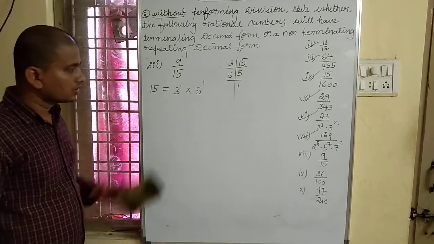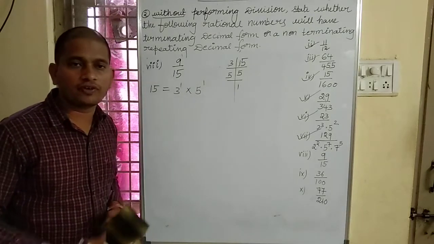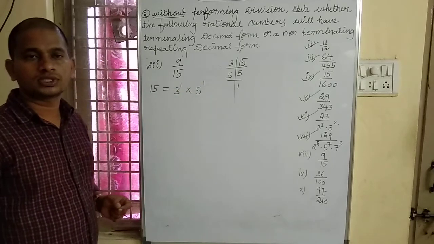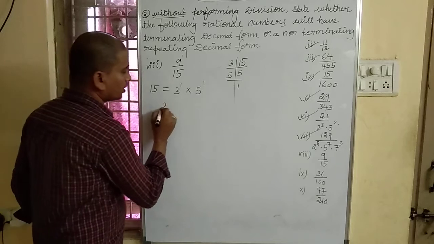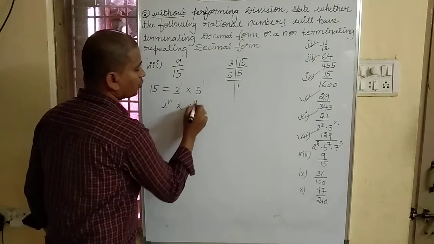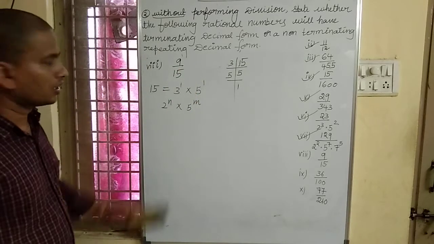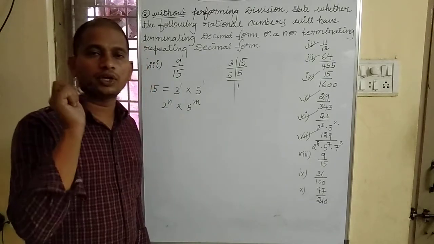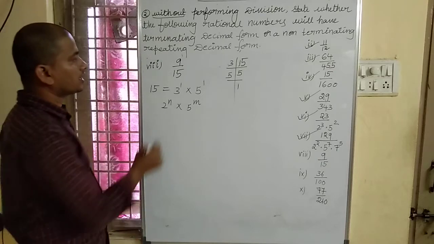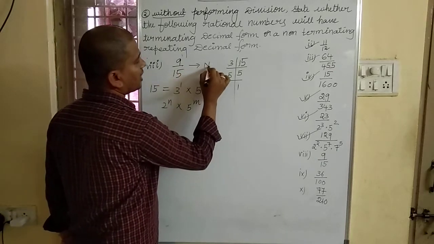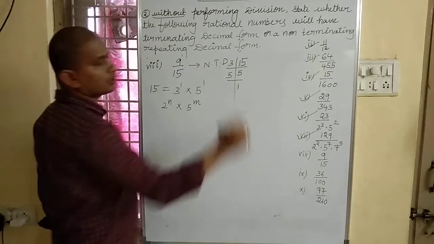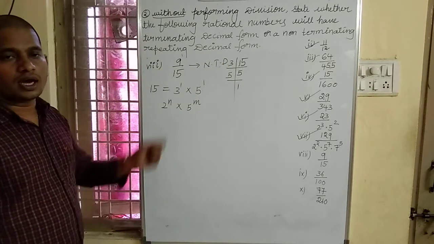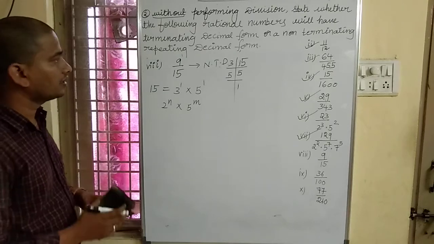See here, which is in the form of 2 power n into 5 power m? No, because we have another factor 3 here. So the denominator is not in the form of 2 power n into 5 power m. Hence 9 by 15 is a non-terminating repeating decimal, right?